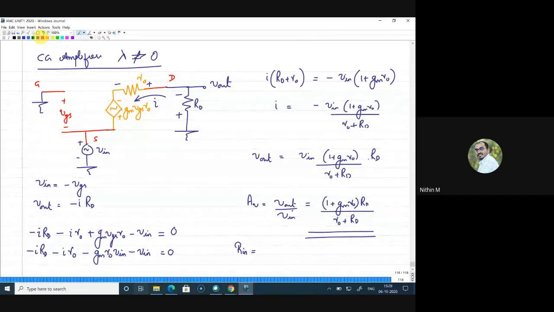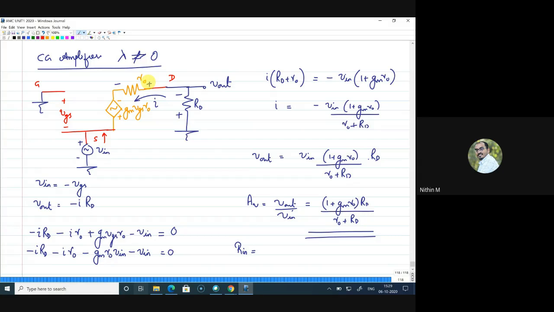Rin, what you're telling is R out. Rin is the resistance seen from this side, right? At the source. There R0 and RD are not in parallel. R0 plus 1 by Gm, Pradyumna. Okay, R0 plus 1 by Gm.